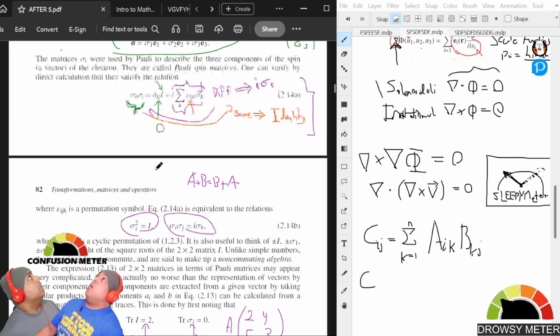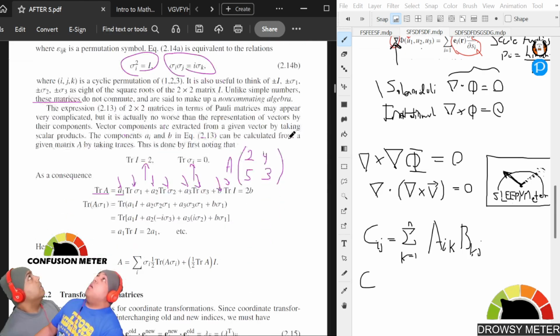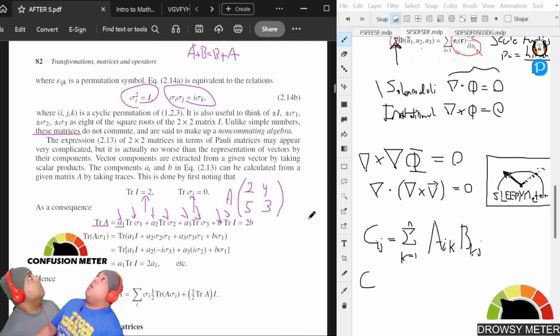Well, what is A? I think A is also a vector somehow. A1, A2, A3, maybe a secret 0 here, or maybe one of these guys is 0. The trace of A equals this: A1 times trace of sigma 1, A2 trace of sigma 2, A3 trace of sigma 3, plus B trace of I equals to B.